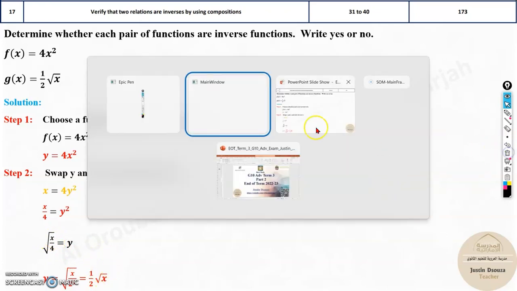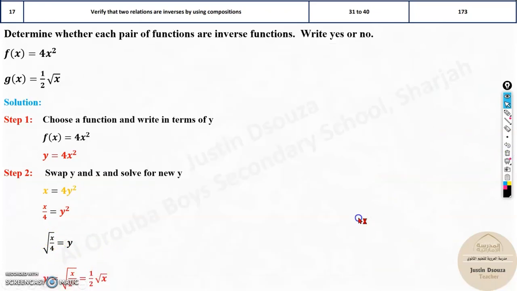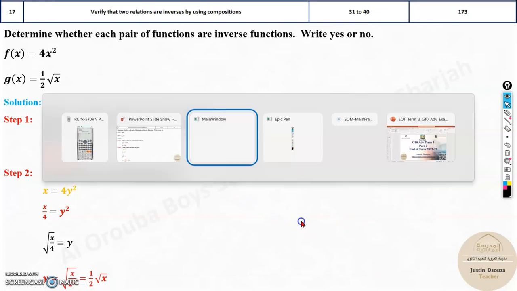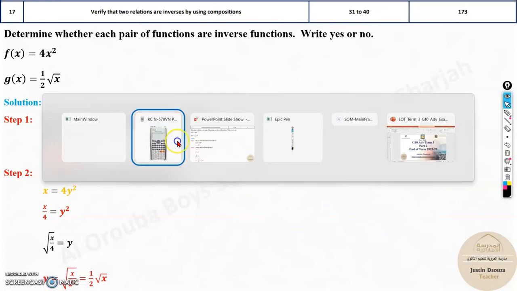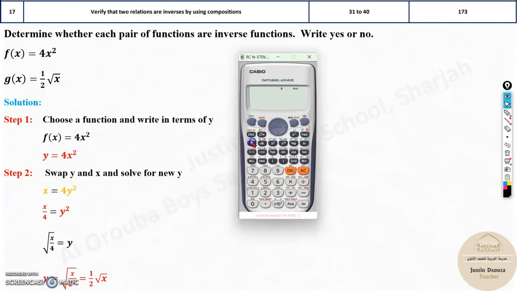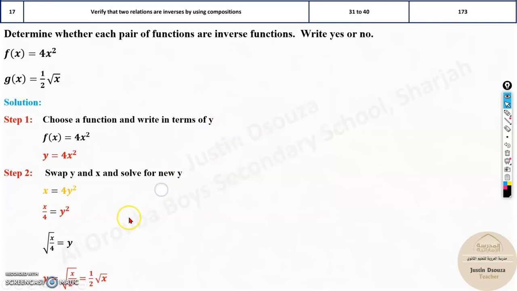If you're getting confused, you can just use the calculator over here. In the calculator, all you need to do is type it out: square root, use the fraction symbol, 1 by 4. The answer is half, or 0.5. That's it, very straightforward, but it's still not over, because what does this y mean? This is the inverse function. It's not y, replace it by f inverse, and that's it.